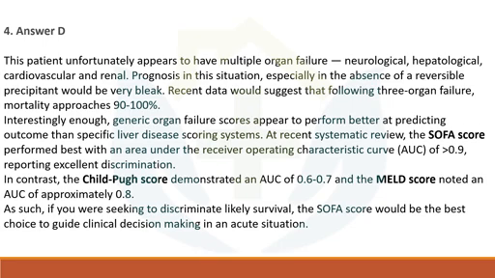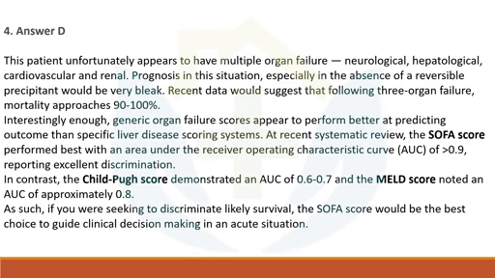This patient unfortunately appears to have multiple organ dysfunction. There is neurological, hepatological, cardiovascular, and renal involvement. Prognosis in this situation, especially in the absence of a reversible precipitant, would be very bleak. Recent data would suggest the following: with 3 organ failures, mortality is about 90 to 100%. Interestingly enough, the generic organ failure scores appear to perform better at predicting outcome than specific liver disease scoring systems.